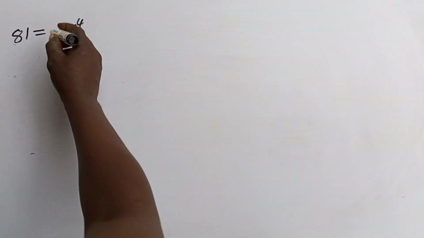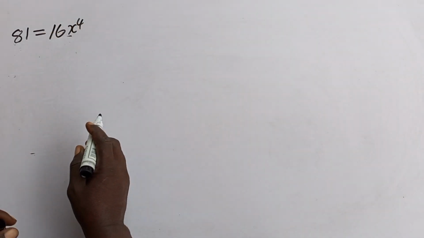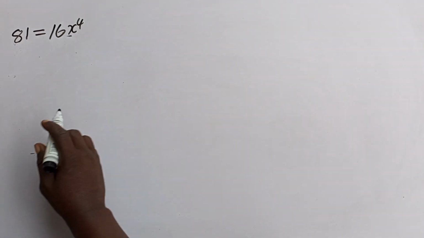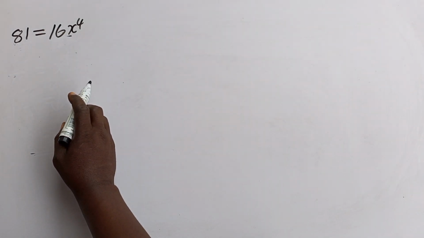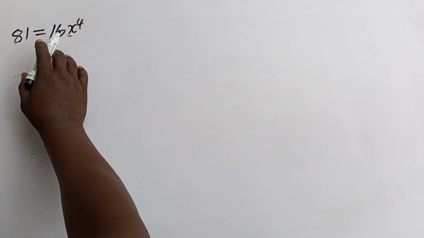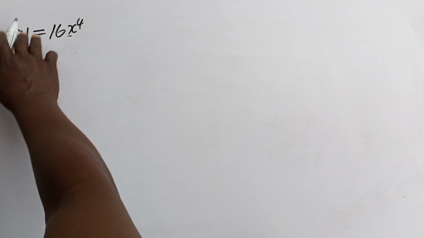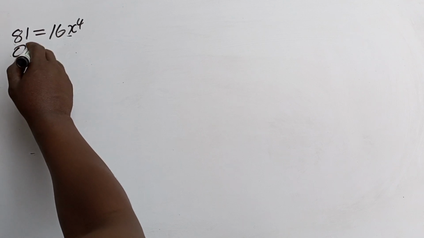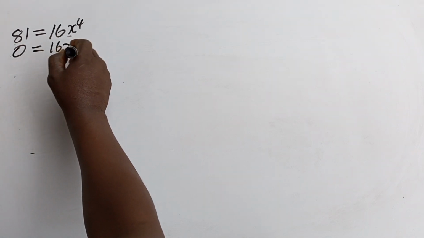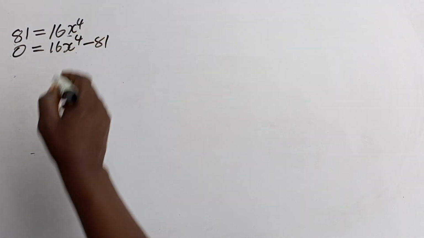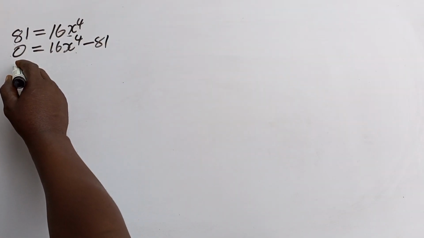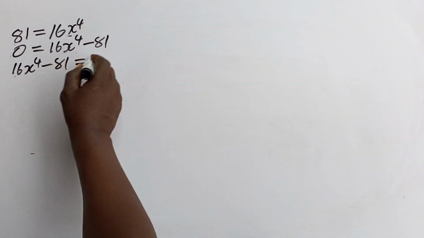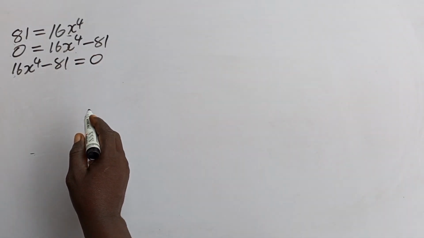We have 81 equals 16x to the power 4. So what we need to do is to form the quartic equation by bringing everything to one side and having 0 on the other side. So let's take 81 from the left hand side to the right hand side so that we obtain 0 on the left hand side is equal to 16x to the power 4 minus 81. Or we can rewrite it as 16x to the power 4 minus 81 is equal to 0, so that we have 0 on the right hand side.